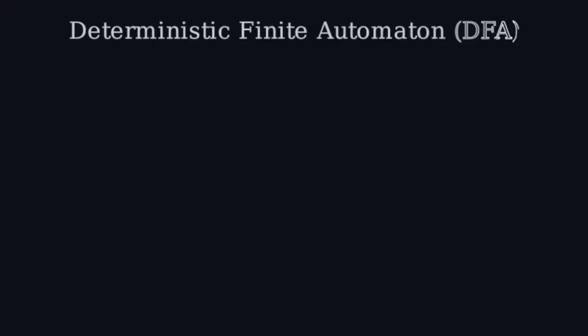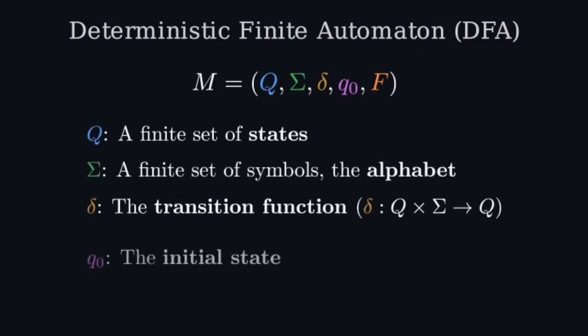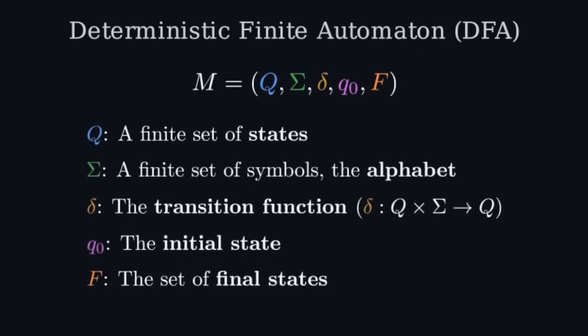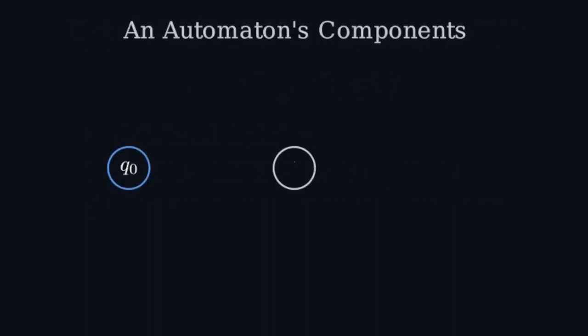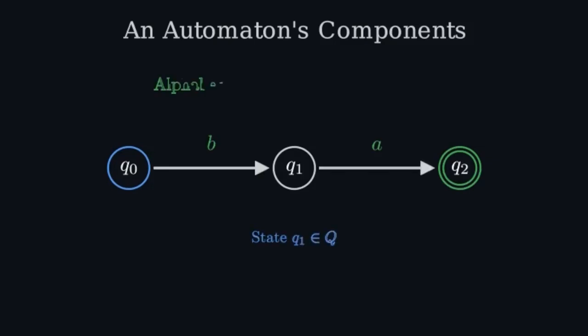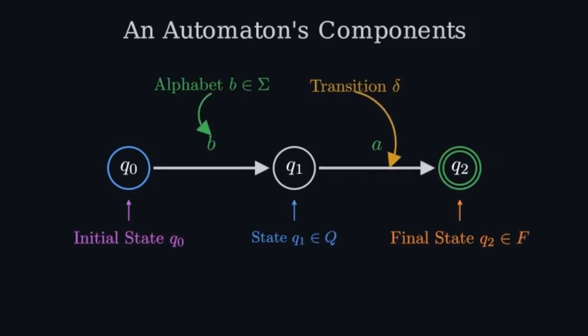A deterministic finite automaton is a five-tuple, where Q is the finite set of states, sigma the alphabet, delta the transition function, Q naught the initial state, and F the final accepting states. Now, an automaton's components can be represented by a graph like this, where Q2 denotes the final state, transition delta the arrow, alphabet the label, and initial state Q naught.